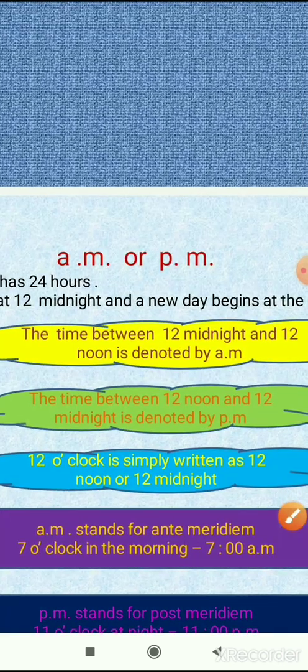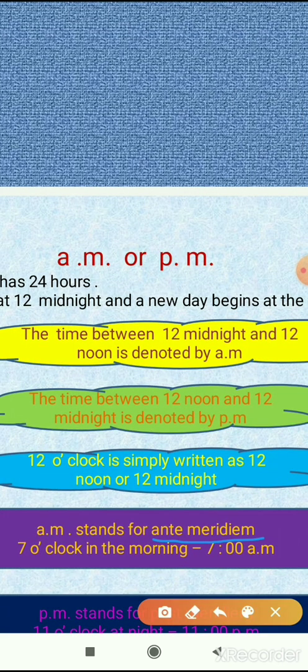Look here, students, AM means anti meridian. Here I have shown one example, 7 o'clock in the morning. How do we denote this time? We have just seen that the time between 12 midnight and 12 noon is denoted by AM. So we denote the time as 7 AM. Understood, students? 7 o'clock in the morning, we denote as 7 AM.